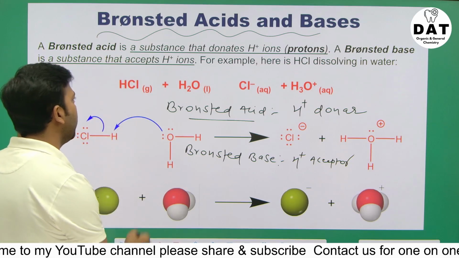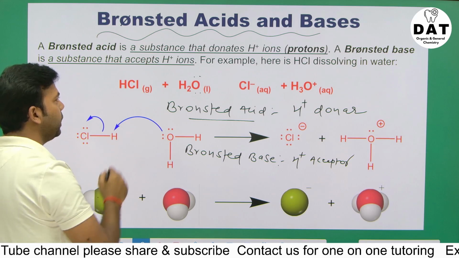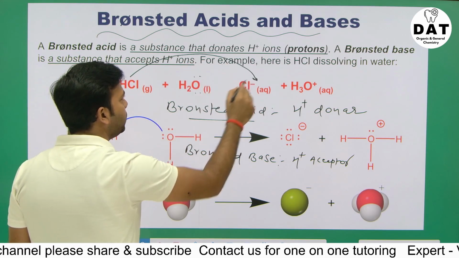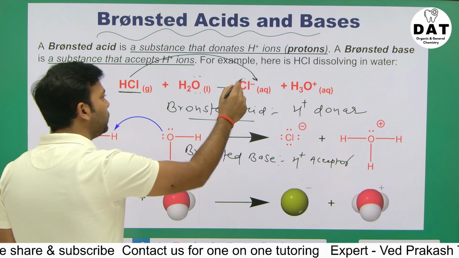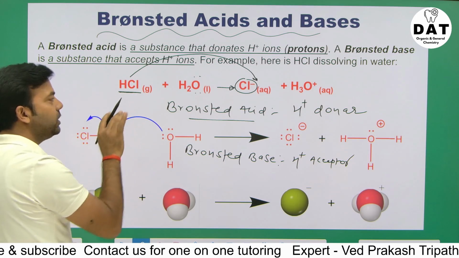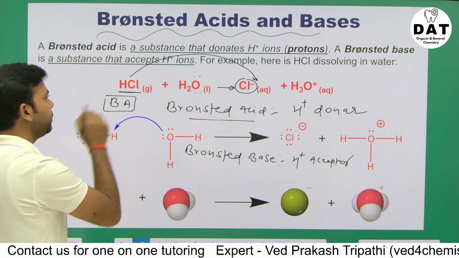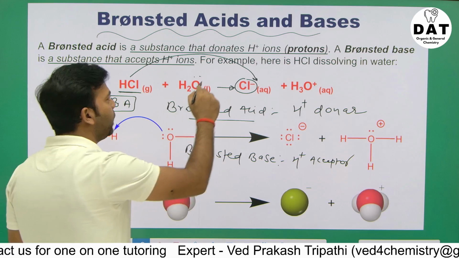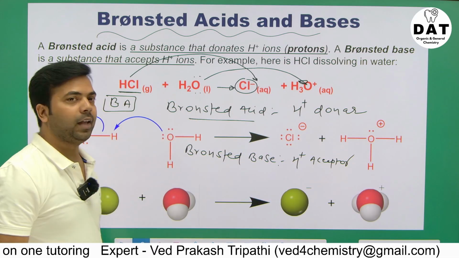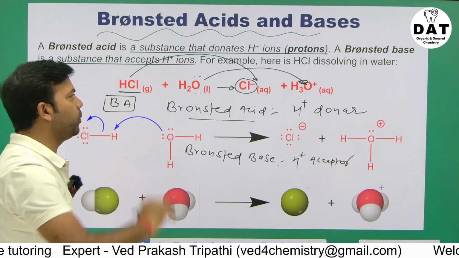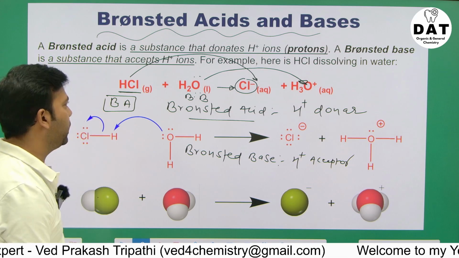So in this case you can see we have oxygen with a lone pair, and this is HCl. You can see HCl becomes Cl minus. So there is a loss of a proton from HCl to Cl minus. So this HCl is a proton donor. So this is a Bronsted acid. And if you look at water and H3O plus, the hydronium ion, there is a proton acceptor. H2O is going to grab a proton. So this is a Bronsted base. Clear?